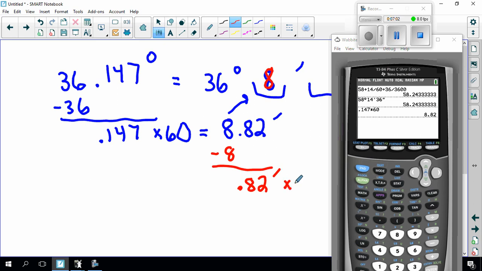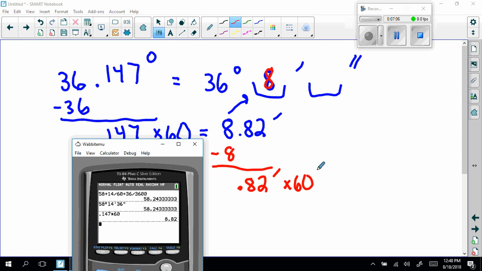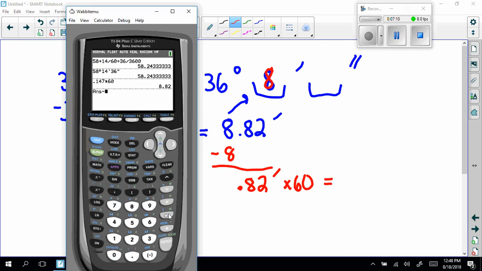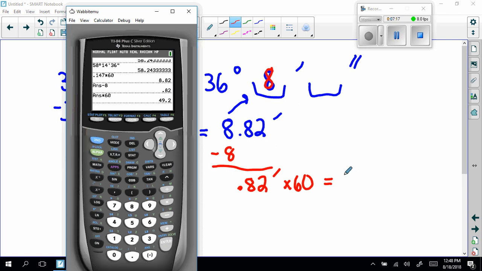Well, you multiply by 60 because there's 60 seconds in a minute. On my calculator I subtract 8 and I go times 60 and I pick up 49.2 seconds. Now, if this number is 5 or over, you call it 50. Since it's less than 5, we go with 49.